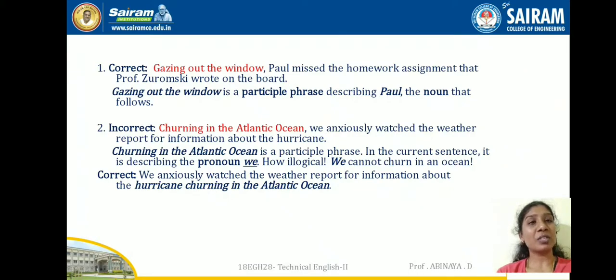So "churning in the Atlantic Ocean" is a participle phrase which is located near "we", but actually it is not modifying "we", right? In the current sentence, it is describing the pronoun "we". How illogical it is, right? So the right sentence is, we anxiously watched the weather report for information about the hurricane churning in the Atlantic Ocean. Actually, the hurricane is churning in the Atlantic Ocean, right? So it is misplaced. So we have to change it. We moved the participle modifiers from one place to another to make the sentence make perfect sense.